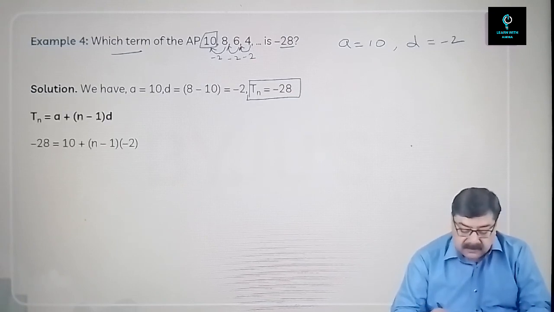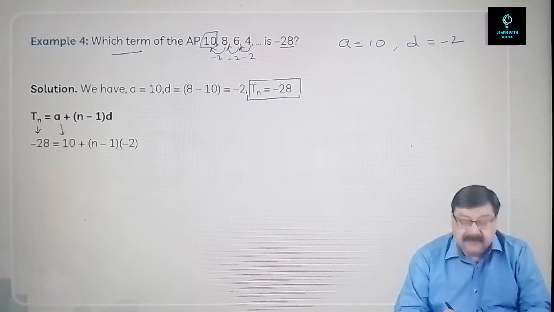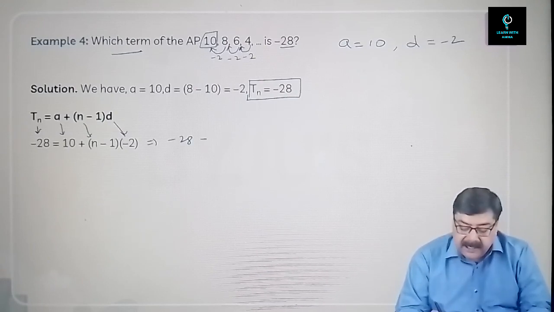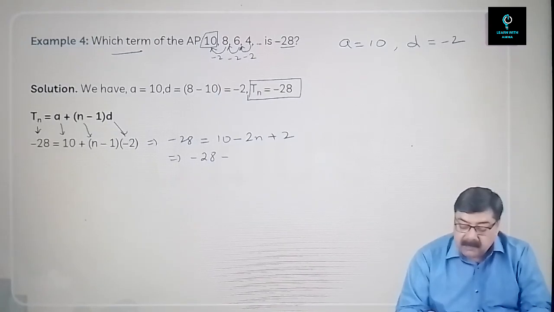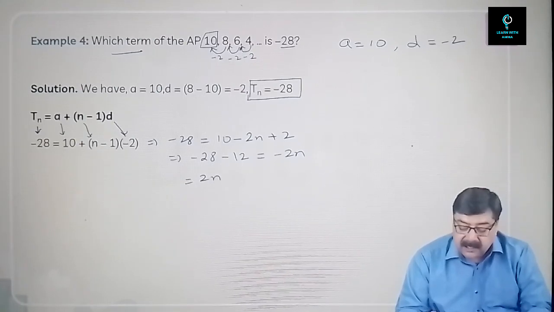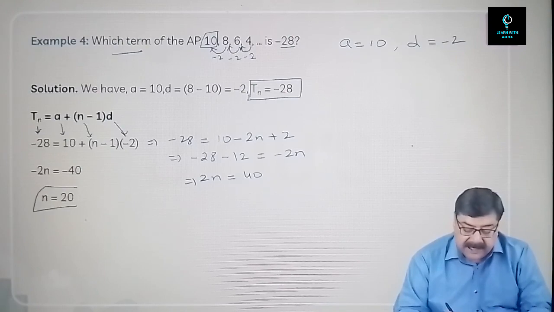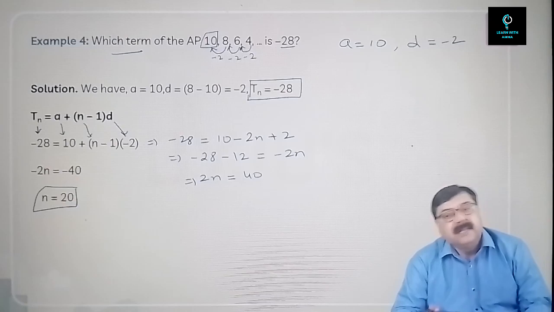So using the general formula, we know that the value of Tn here is minus 28. A, the first term is 10. N is unknown, we have to find that out. And D here is minus 2. Now this would mean minus 28 equals 10 minus 2n plus 2. Now this can be rewritten as minus 28 minus 12 equals minus 2n. So 2n here becomes 40. By that, we get the value of n here as 20. So minus 28 is the 20th term in the given AP.